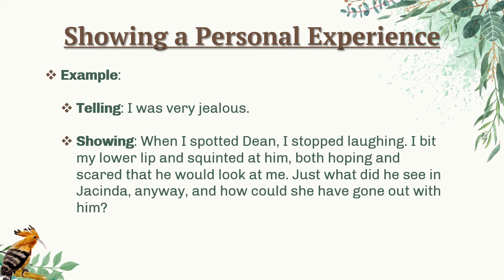Okay, do you see a difference, a big difference, aside from the fact that it's longer, it's more words? Do you see that they never came out and said they were jealous? But you can get that idea from what they're saying. They are very descriptive. You can just picture the eyes narrowing. That's what squinting is, when you narrow your eyes. You can picture that happening. You can picture the disgusted look on the person's face when they think about Dean going out with Jacinda instead of them, or whatever the case may be. So they're showing you that the person is jealous without telling you that the person is jealous.